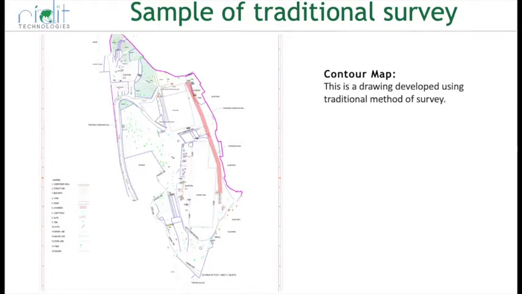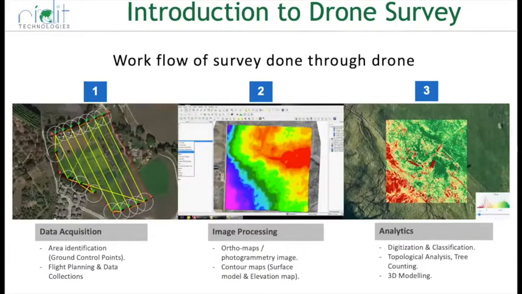Moving to the next, I just want to share how this drone technology works. It's basically a workflow which includes three steps. The first step is data acquisition, second is image processing, and third is data analytics. Data acquisition is a one-time activity. Once we do this, we capture all the aspects of the area of interest, and hence any specific information can be extracted digitally without going to the site again.